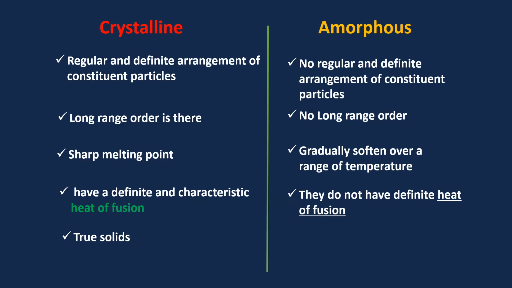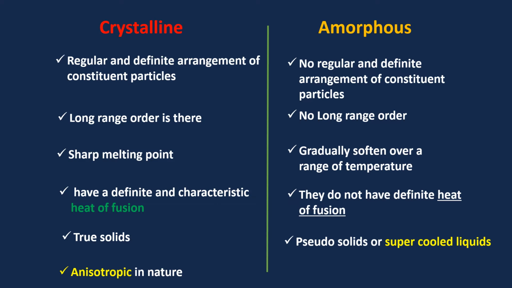And crystalline solids can be called true solids. And amorphous solids should be called pseudo solids or supercooled liquids. This word is very important for this chapter, that is, they can be called a supercooled liquid. Why is it so? We can deal with it in textbook questions.